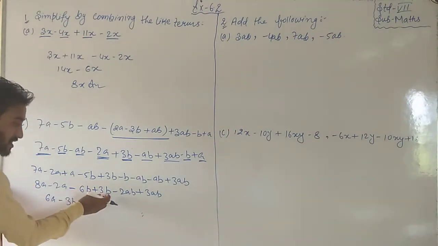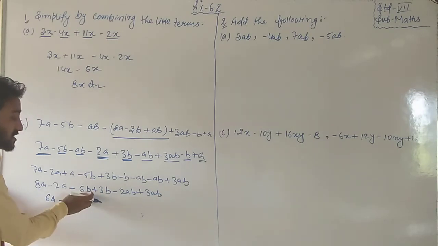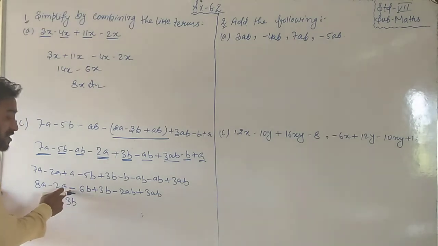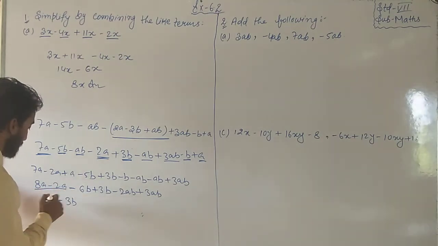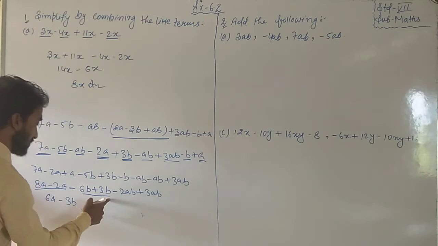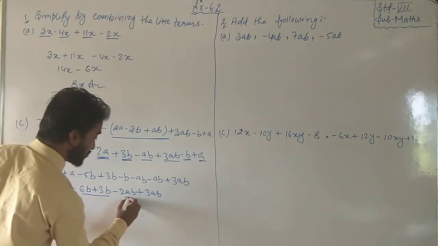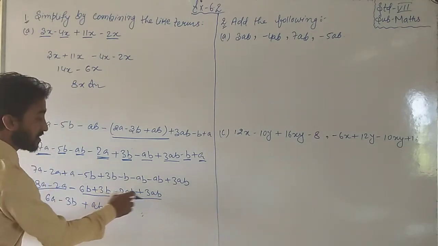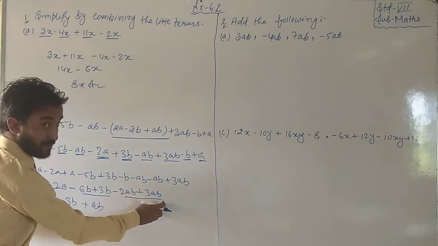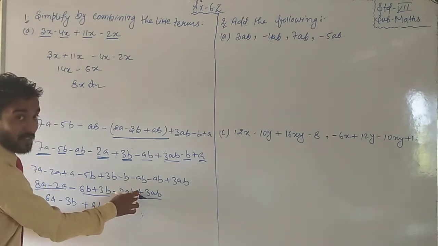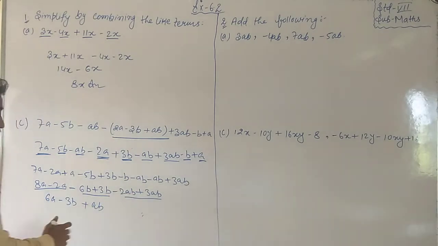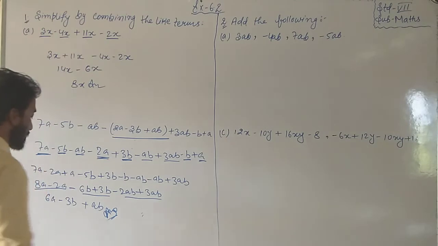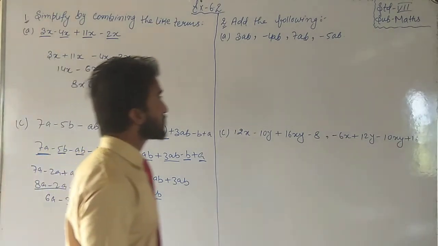Why? Because 6b is the greater number, 3b will be reduced from 6. So before 6, what is the symbol? A negative symbol is there, so we put negative here. So 8a minus 2a is 6a, minus 6b plus 3b is minus 3b, minus 2ab plus 3ab is plus ab. Why? Because 2 is smaller than 3, so 2ab will reduce from 3ab. Before 3ab, what is the sign? Positive, so this will be positive. Okay students, I think you now know how to solve such types of questions.